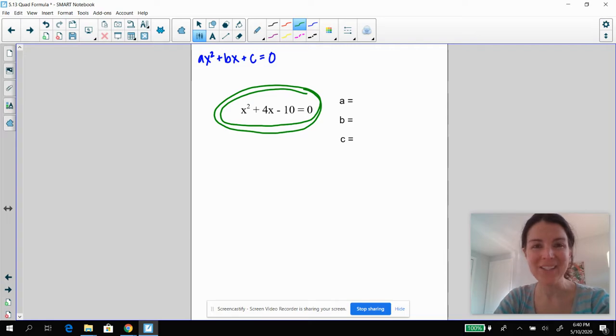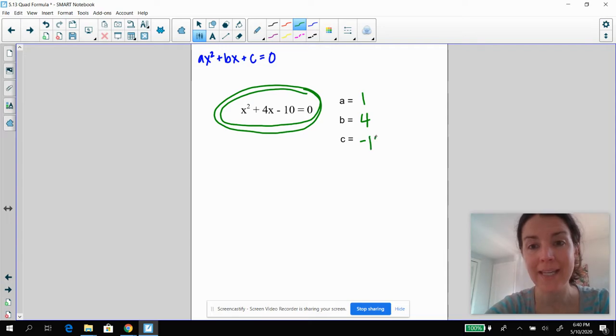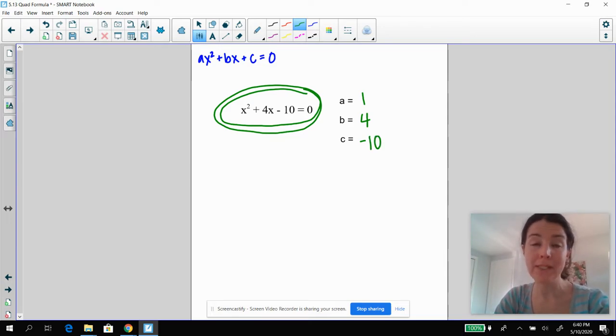All right, we're back. So hopefully you said that your leading coefficient A was a 1. So even though you don't see a 1, it is understood. Your B is a 4, and your C is a -10. You're always going to take the sign that's in front of whatever number you're talking about. And that's really, really important. And you'll see why in a second.